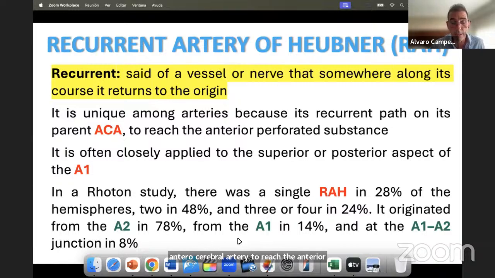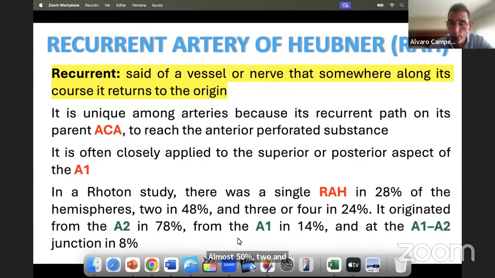It is often, and this is very important for surgery, closely applied to the superior posterior aspect of the A1. So, for instance, if we are going to put a temporary clip, we have to take care about where the recurrent artery is, in order to avoid clipping the A1 together with the recurrent artery. In Dr. Rhoton's study, there was a single recurrent artery in almost 30% of the cases, two in almost 50%, and three or four in 24%.